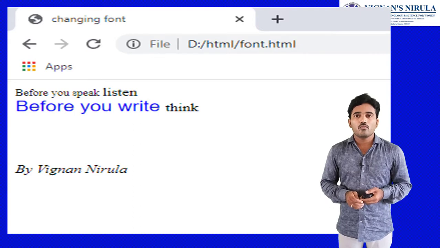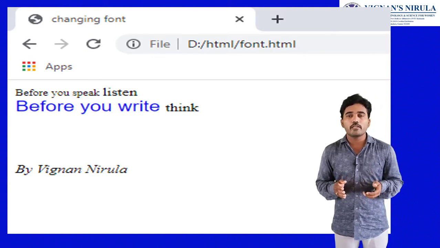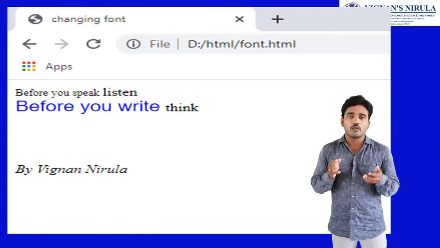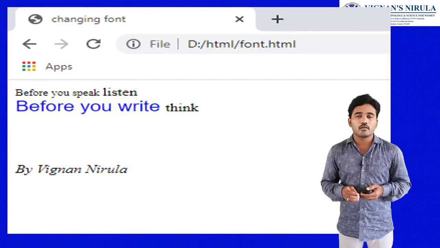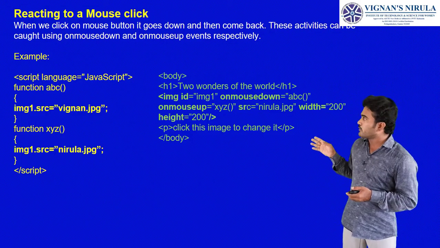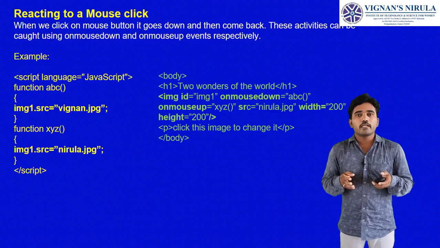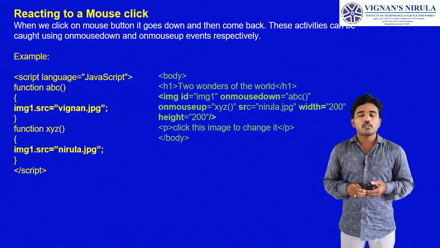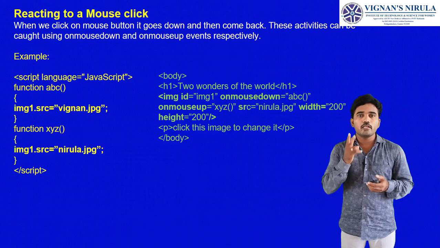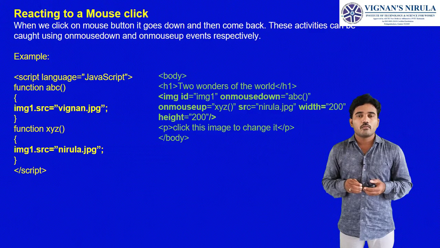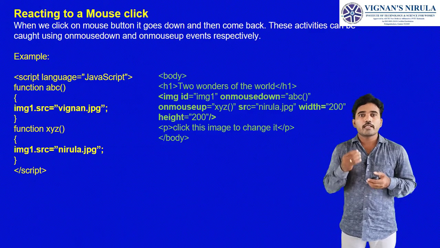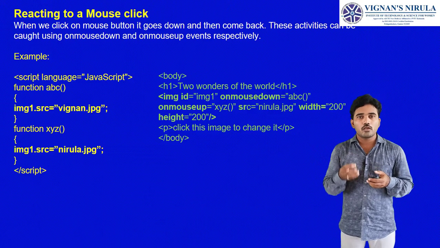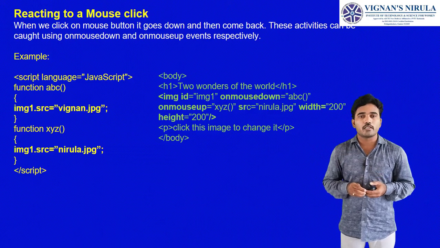Till now we have discussed mouse events like onmouseover and onmouseout. Now we will discuss onmouseclick, generally how to react to a mouse click. When we click on the mouse button, it goes down and then comes back. Two events will happen: the mouse goes up and down. These activities can be caught using the onmousedown and onmouseup events respectively.